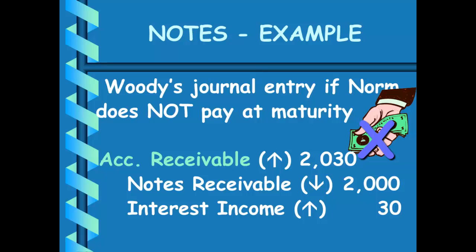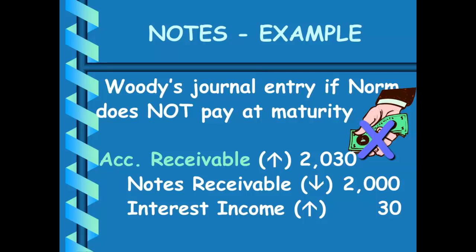So again, notice it can start off as an accounts receivable, become a note receivable if I make them sign a promissory note, and then if they default on that promissory note, it switches back to being in accounts receivable. Debit accounts receivable, that customer still owes me money. We're going to try to collect $2,030 from him.